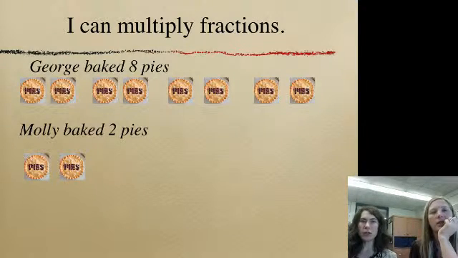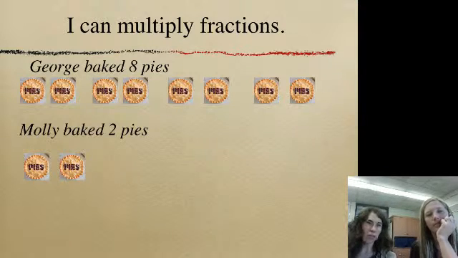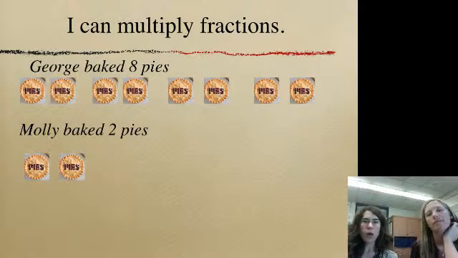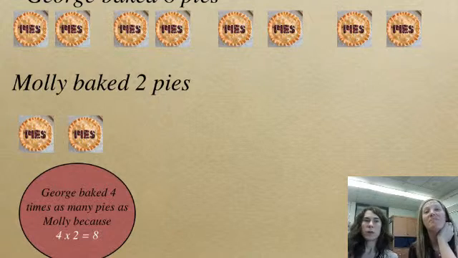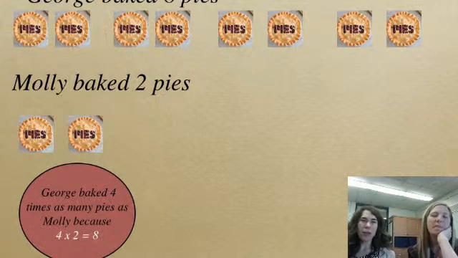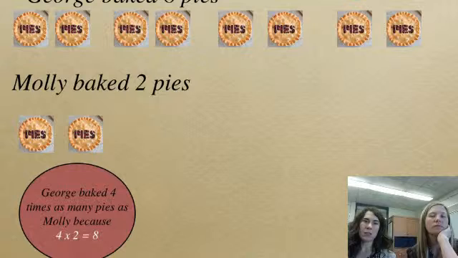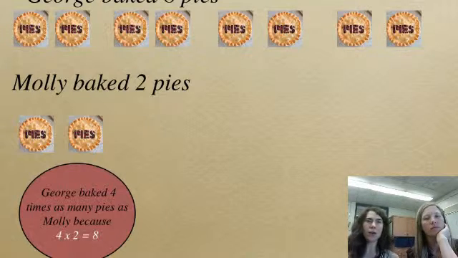So we have George baked 8 pies, and there's our nice visual. And then Molly, she only baked 2 pies that day. So one way, and this is probably the most common way that you can think about it, is that George baked 4 times as many pies as Molly. Because as you can see here, Molly only baked 2. 2 times 4 equals 8. And they're even broken up into 4 different groups there. So that's one way to think about it.